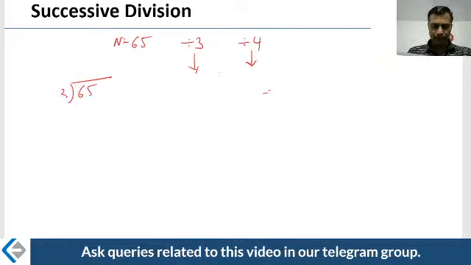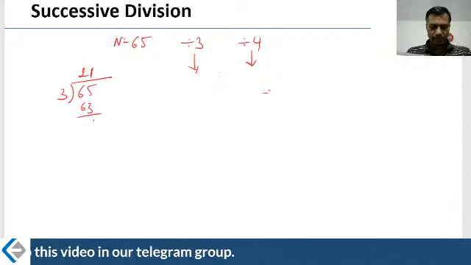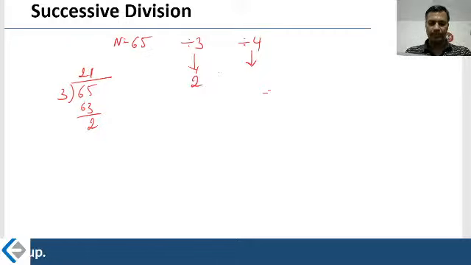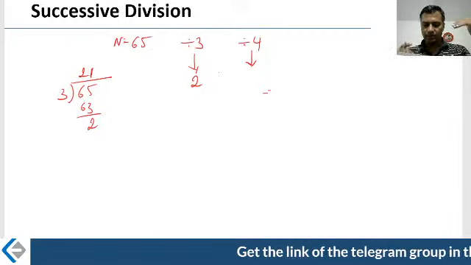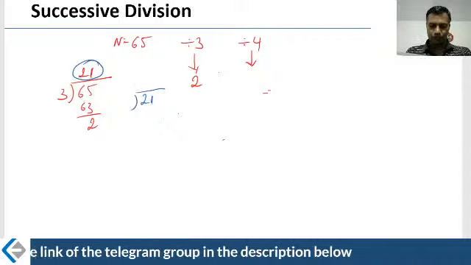I'll first divide by 3. I get a quotient here. What is my quotient here? 21, which is 63. Therefore, 2 is the remainder. So when divided by 3, the quotient is 21 and the remainder is 2. Now, successive division. When it is successively divided by 3 and 4, don't take 65. Take this 21 now. Divide this by 4. That is the meaning here.